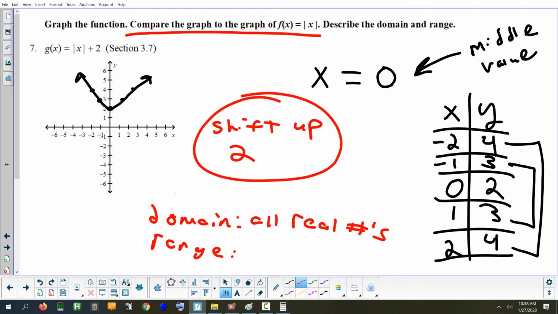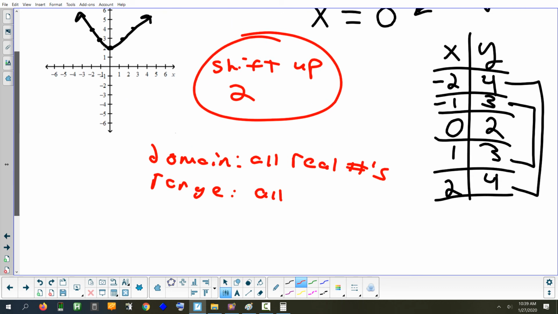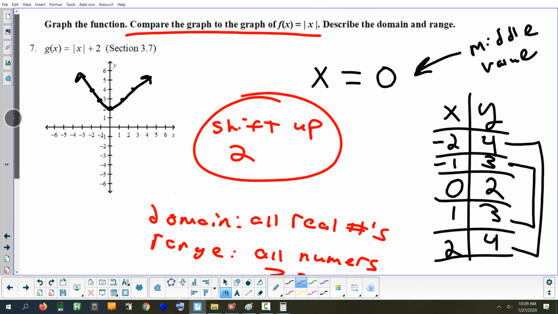Now, the range is how high and low the graph goes. Does this V shape go down forever? No. Does it go up forever? Yes. Okay, then it must have a lowest value and go up from there. What's the lowest value on that V shape? 2. So the range is all numbers greater than or equal to 2.